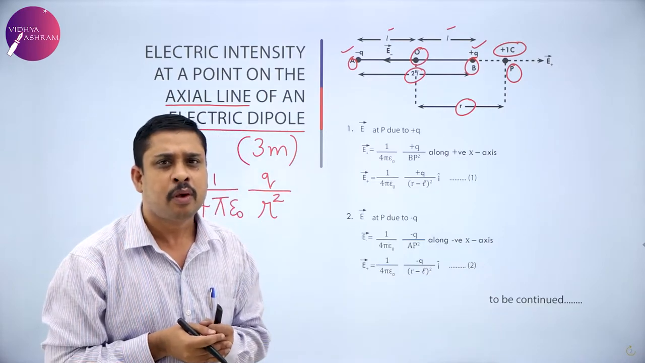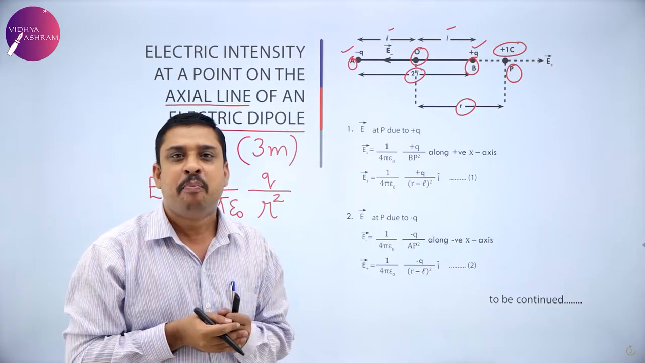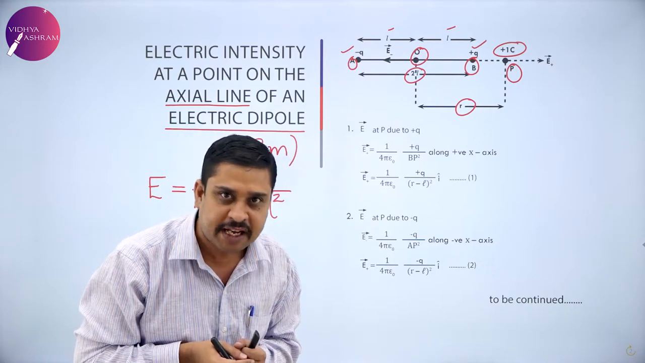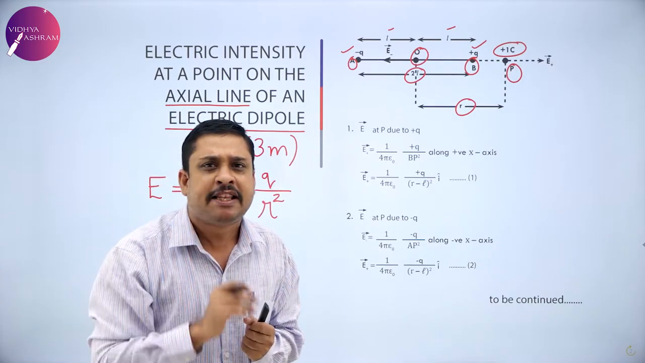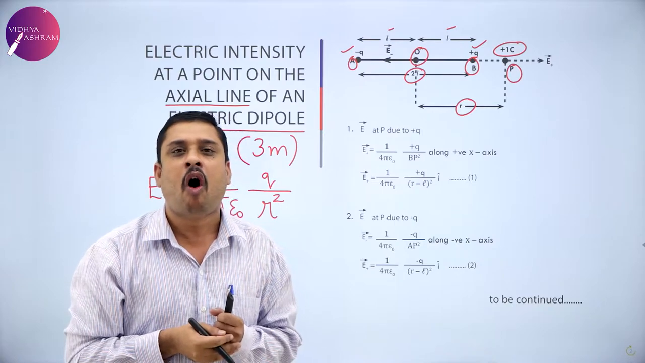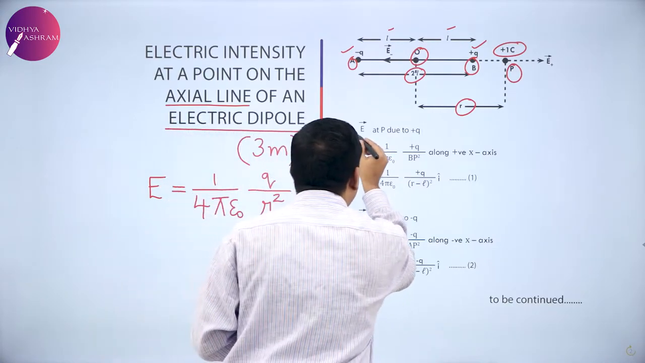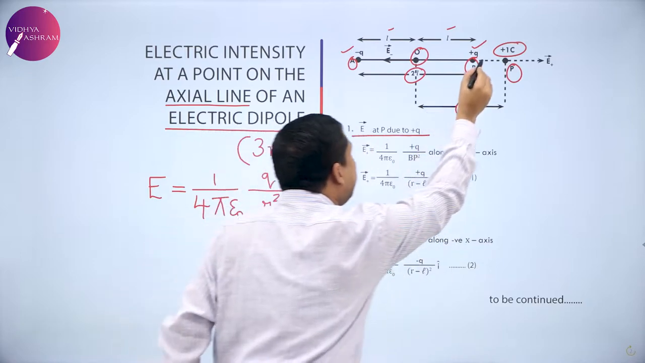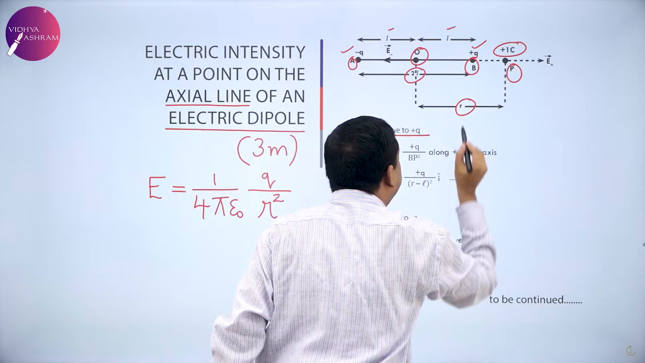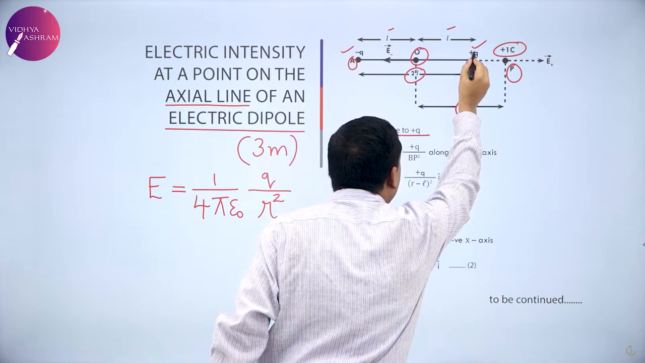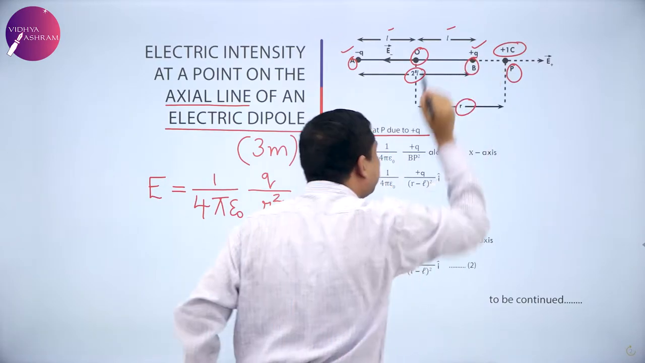Now, going to the mathematical derivation, the first part of the derivation, I will calculate intensity at P due to the charge plus Q.